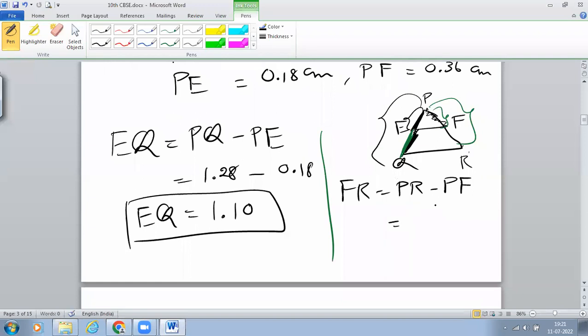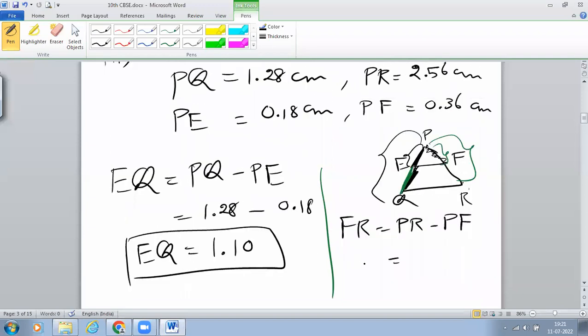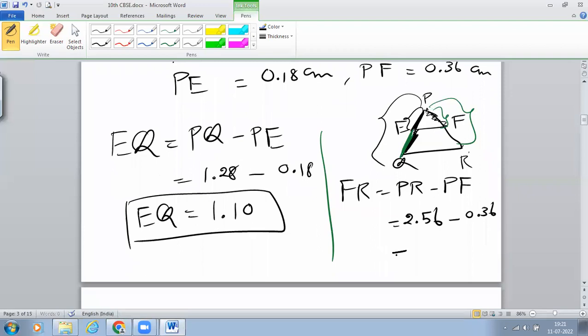What is PR in this question? 2.56 minus what is PF? 0.36. Now what is 2.56 minus 0.36? The answer is 2.20. Therefore, FR is equal to 2.20. If you have doubt, please ask.